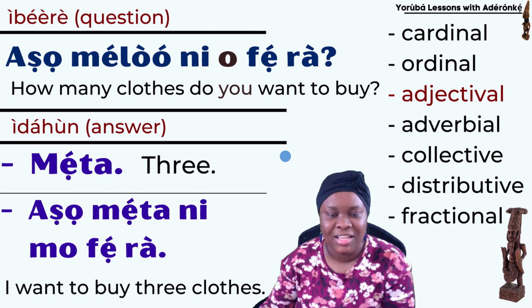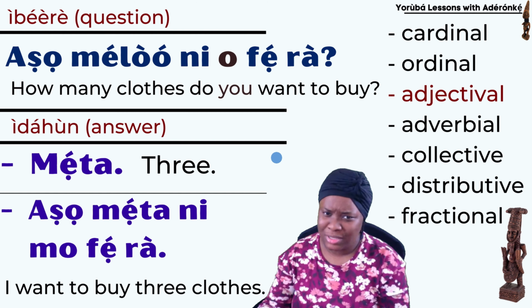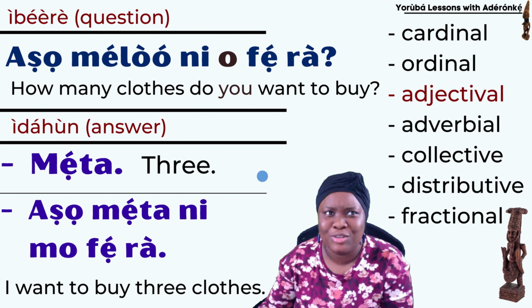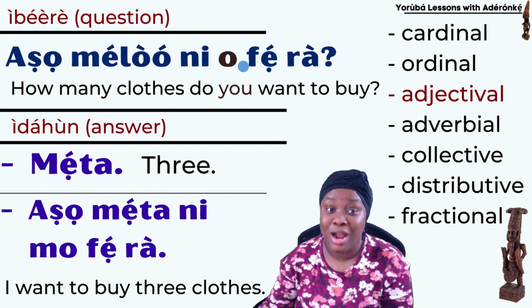There are 3. Let's say you are in a market. And actually, you're not in the market yet. You are with your cousin and you want to buy clothes, and they are inquiring regarding the number of clothes that you want to buy.